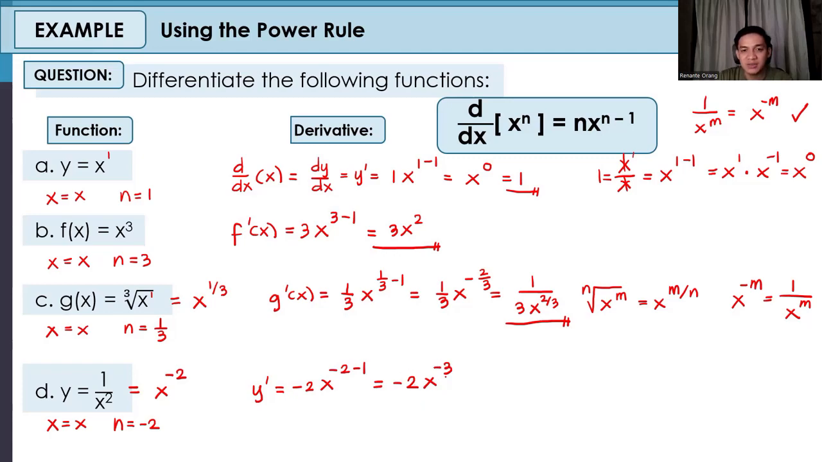So, sabi ko sa inyo, dapat walang negative sa ating exponent sa final answer. So, gagamitin natin to. Itong negative 3, ibababa natin, magiging negative 2 divided by x to the power of positive 3. So, as you can see, yung variable lang bumaba, hindi kasali yung negative 2. Kasi this is a constant. So, this will be our final answer.